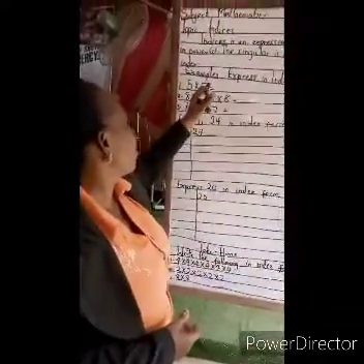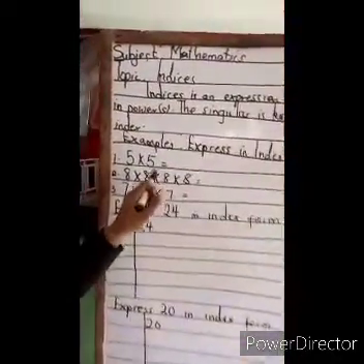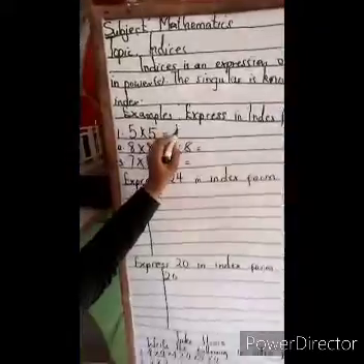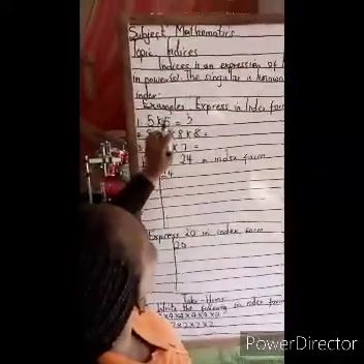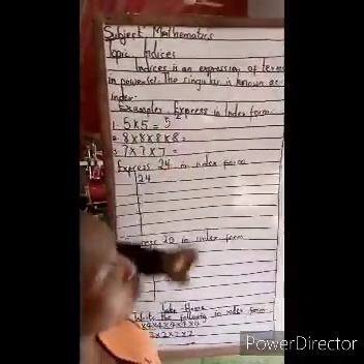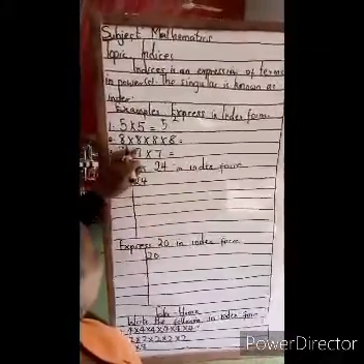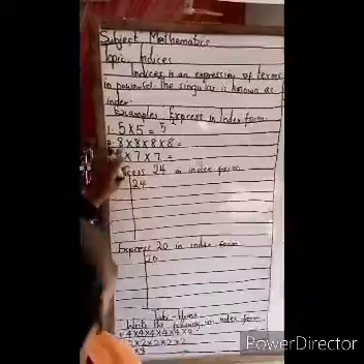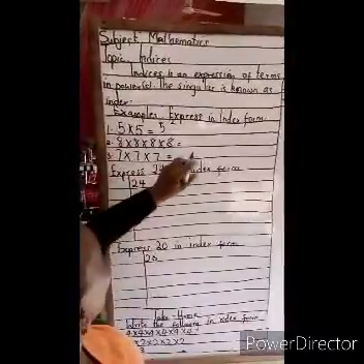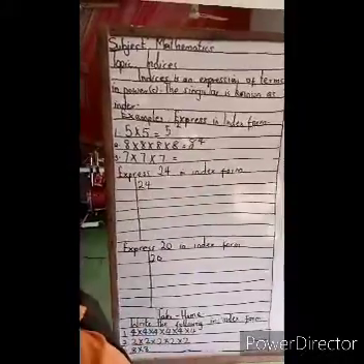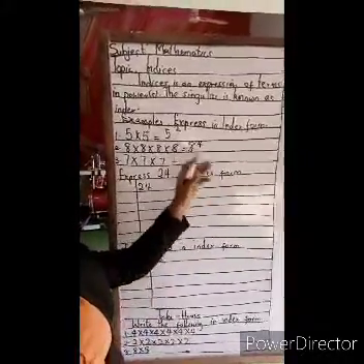Now, we have 5 times 5. How are we going to solve this? We count it 1, 2, so 5 raised to the power of 2. Now, express in index form 8 in 4 places. We count it 1, 2, 3, 4. We write our 8 raised to the power of 4.